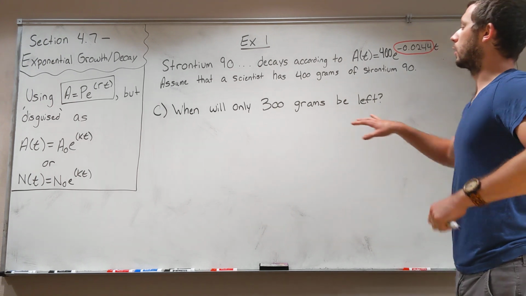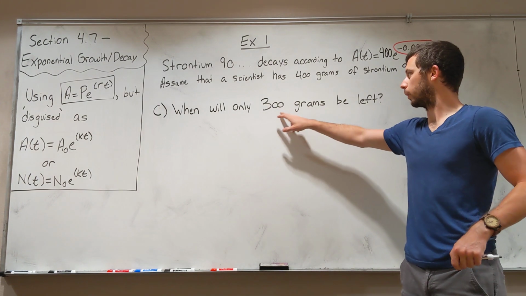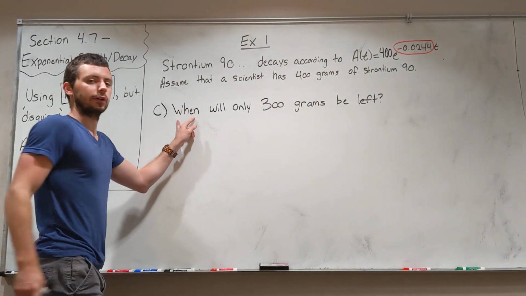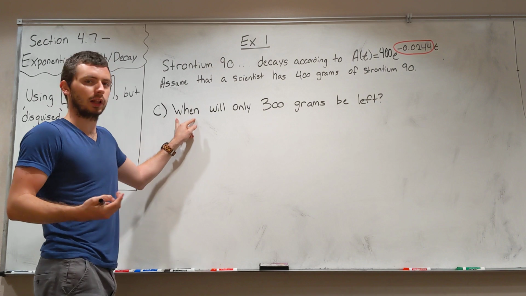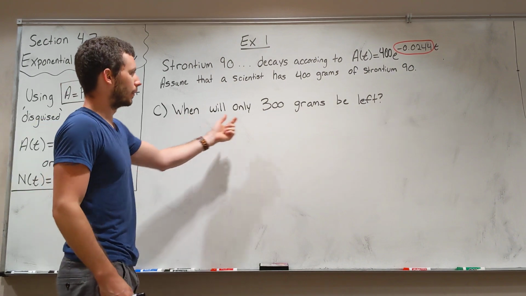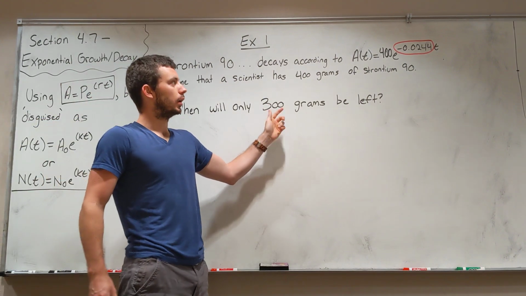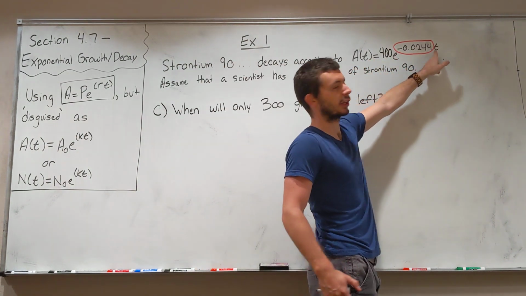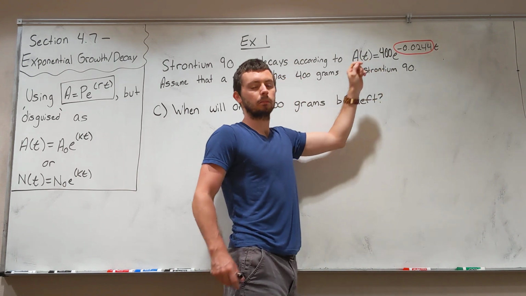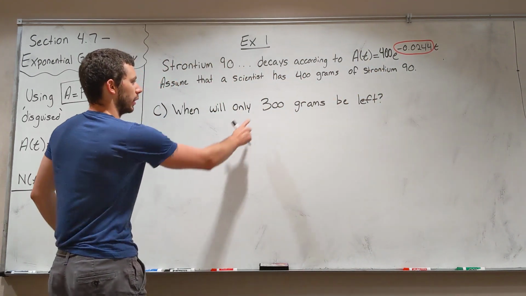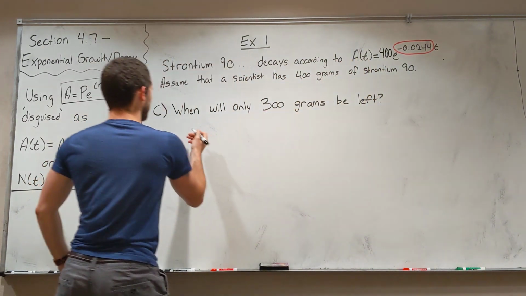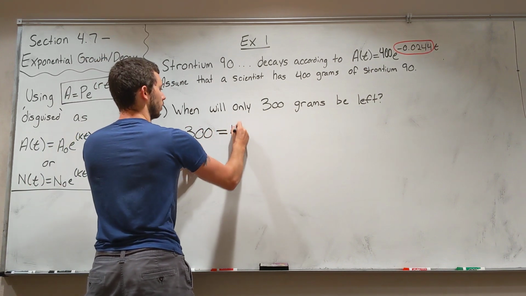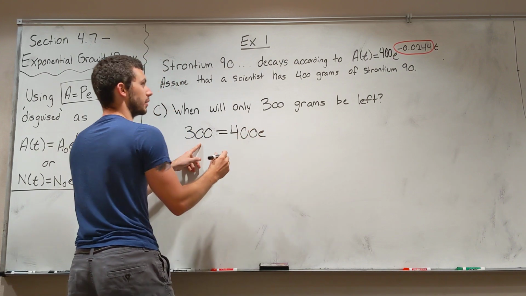Part C, it now asks when will 300 grams be left. So one indication here is that when we are looking for when, that implies we're looking for time. And they give us the final value. So we're taking the formula before, but now instead of having a t value and solving for a, we're going to plug in 300 for the final value. So 300 for the final value, and we're going to solve for t.